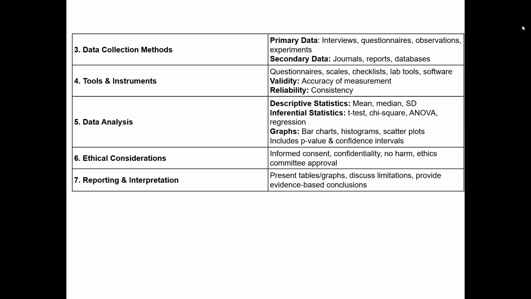Coming to the most important part, ethical consideration. In the ethical consideration, you have to take informed consent, confidentiality, no harm, and ethics committee approval. And reporting and interpretation: present tables and graphs, discuss the limitations, what the issues were while doing the study, and provide evidence-based conclusions. Whatever questions you have at that point is called the expected outcome. First you write it, after that you make the list of what you expect to get. On that basis, you do the interpretation.